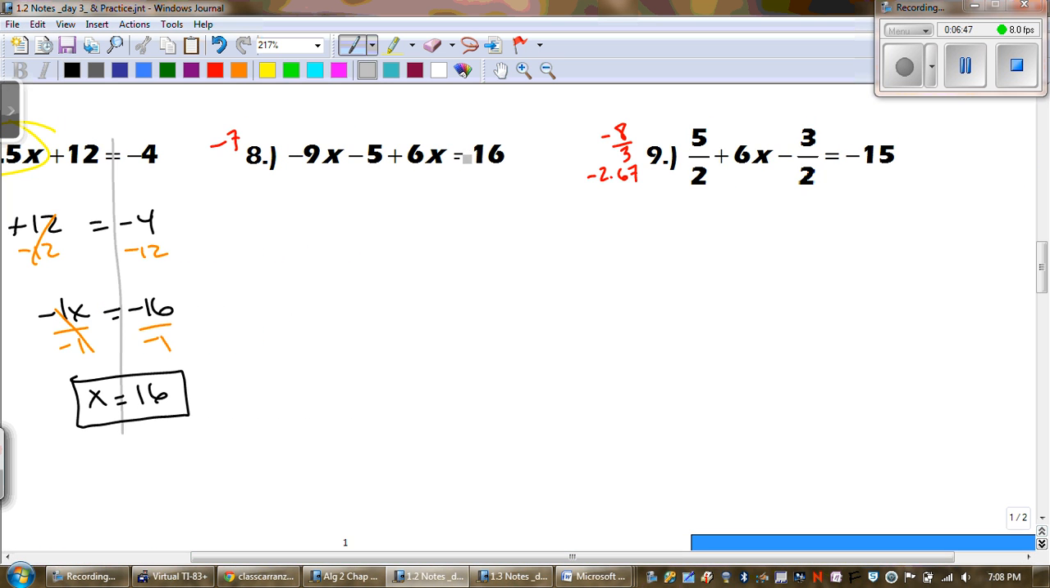Okay, 8. Gonna find my like terms and combine them. Negative 9 plus 6 gives me negative 3x minus 5 equaling 16. And now start doing inverse operations. The inverse of subtraction is addition.